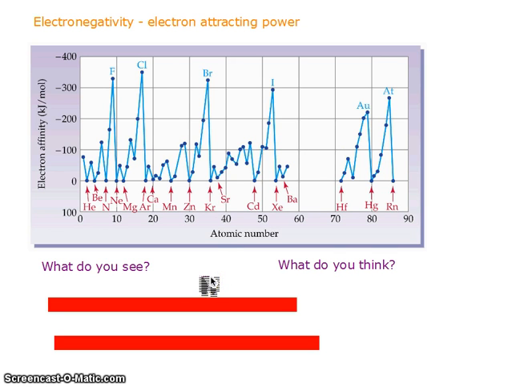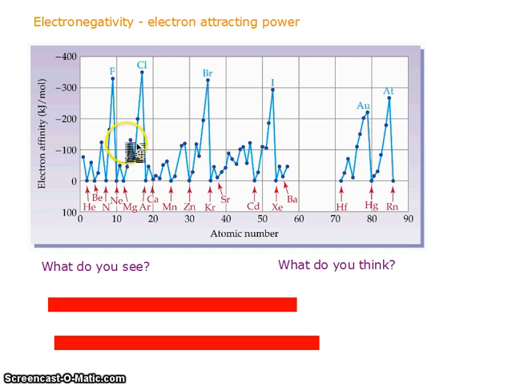Electronegativity, having to do with how strongly atoms attract electrons in bonds, is kind of the opposite effect of ionization energy. We see that here they attract much better, so having bigger peaks is better. The nonmetals attract electrons much better, and again, it's because those smaller atoms with fewer energy levels, the nucleus can pull in on the electrons much stronger.